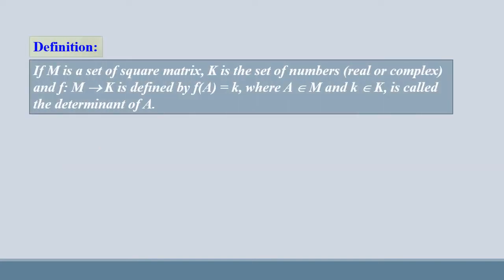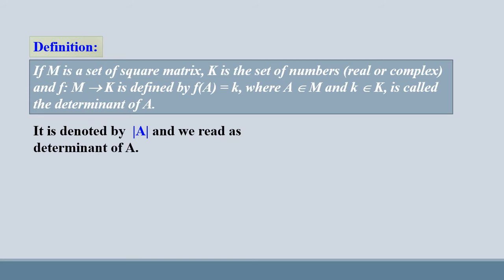Now let us define a determinant. If M is a set of square matrices and K is the set of numbers, that is real numbers or complex numbers, then the function from M to K defined by f of A is equal to k, where A belongs to M and k belongs to K, is called the determinant of A, and it is denoted by determinant of A. Sometimes we use the symbol delta to represent determinant of A.